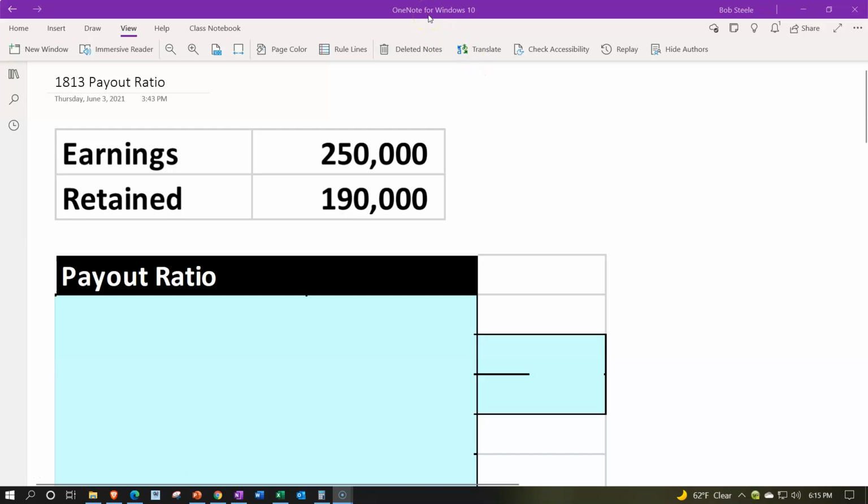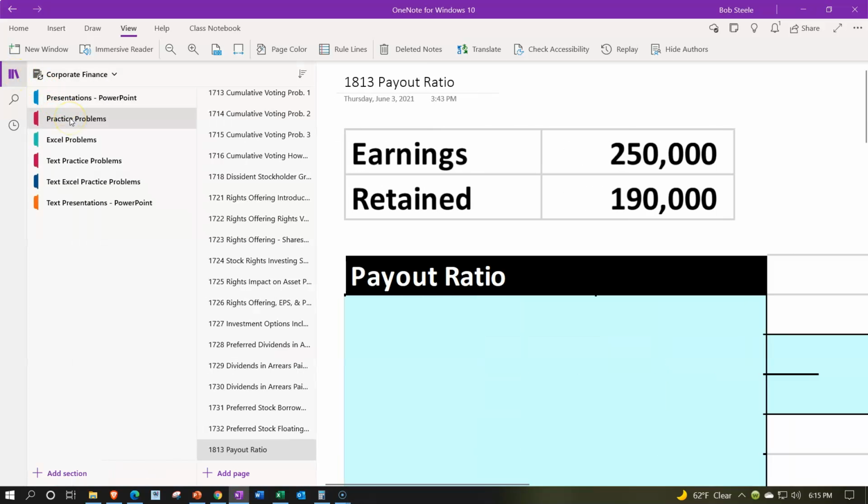If you have access to OneNote and would like to follow along, you're not required to, but if you would like to, go to the icon on the left-hand side, in the Practice Problems tab, then down in the 1813 Payout Ratio tab. Also note, when using OneNote, look at the Immersive Reader tool. Our practice problems will also be down in the text area, same name, same number, but with transcripts that can be translated into multiple different languages and either listened to or read in them.